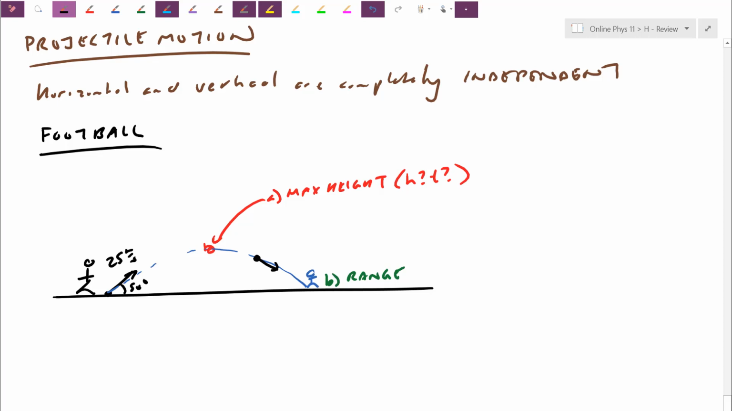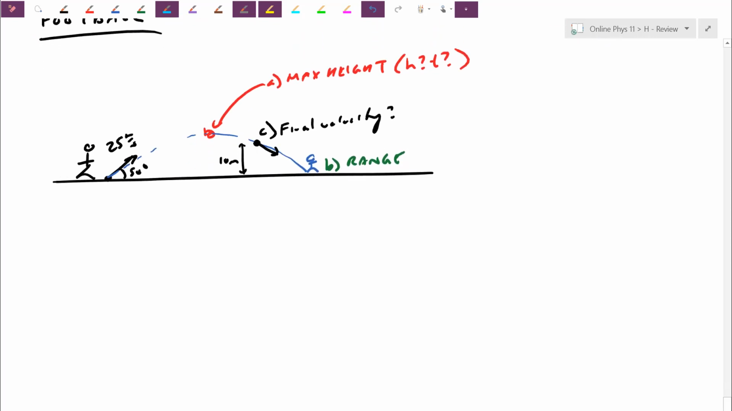And let's say the height here is actually, I don't know, let's say 25 sine 50. Let's say when it is 10 meters off the ground. So that's sort of part C. Calculate the final velocity. Okay. So we are back to using our kinematic equations. The nice thing here is start and finish are up to me.